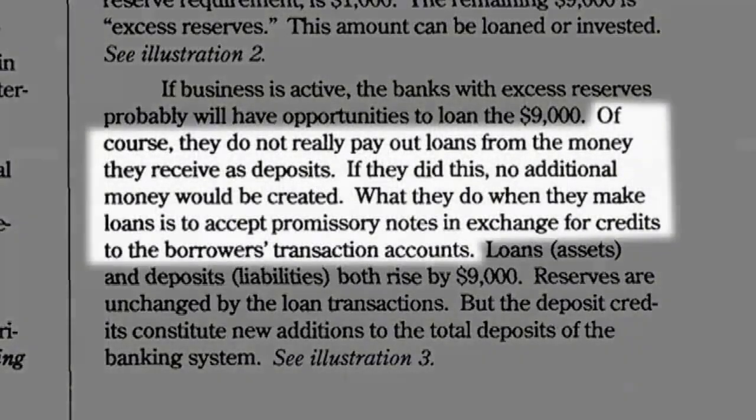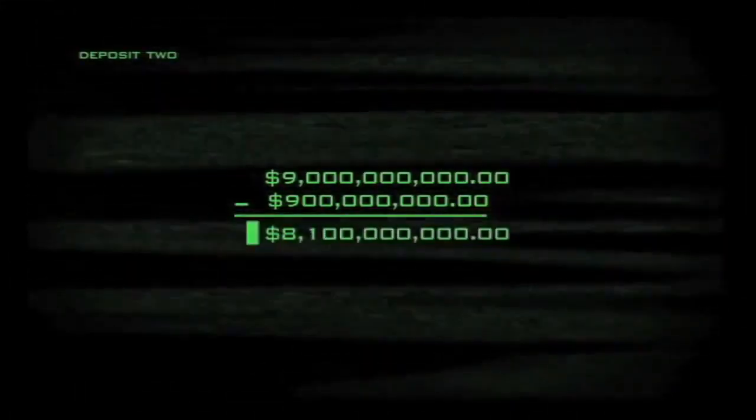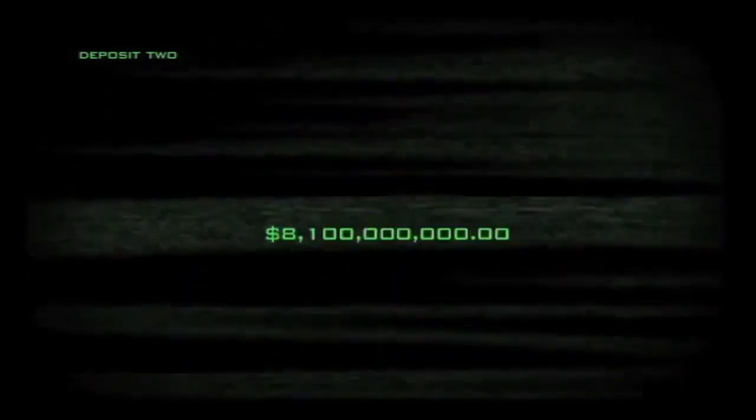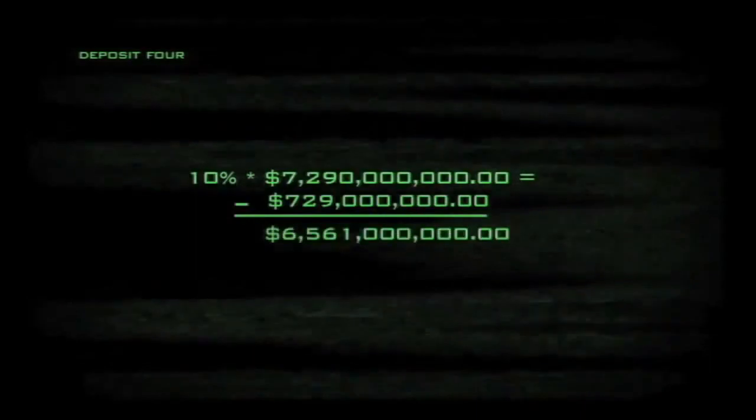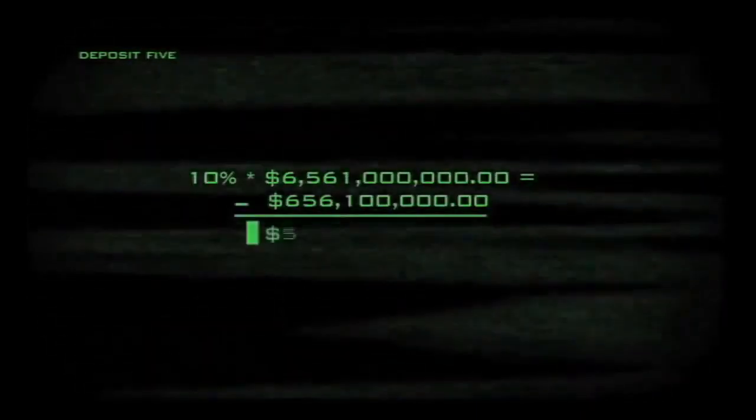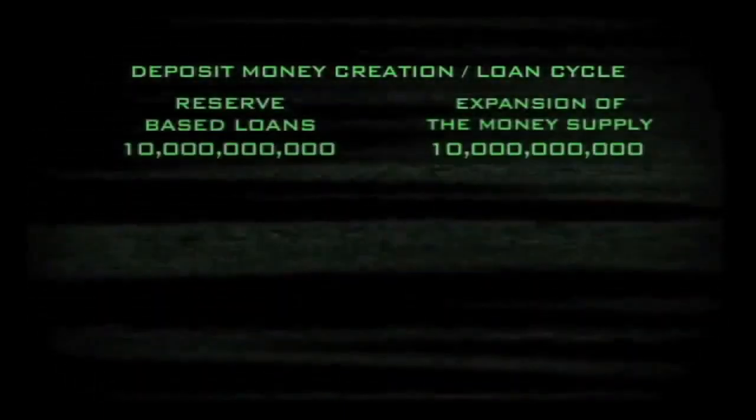As stated in Modern Money Mechanics, "Of course they, the banks, do not really pay out loans from the money they receive as deposits. If they did this, no additional money would be created. What they do when they make loans is to accept promissory notes, loan contracts, in exchange for credits, money, to the borrower's transaction accounts." Of the $9 billion, $8.1 billion is now available as newly created money for more loans. And, of course, that 8.1 can be loaned out and redeposited, creating an additional 7.2 billion, to 6.5 billion, to 5.9 billion, etc. This deposit money creation loan cycle can technically go on to infinity.